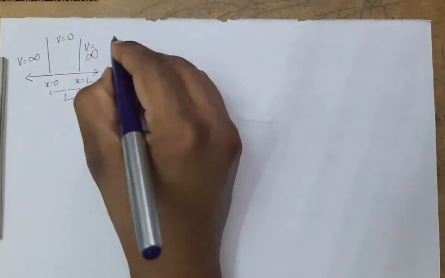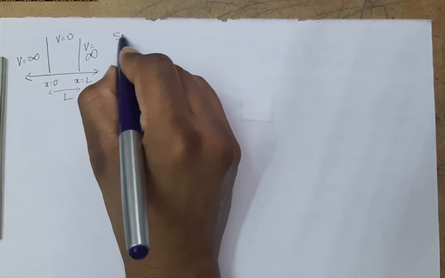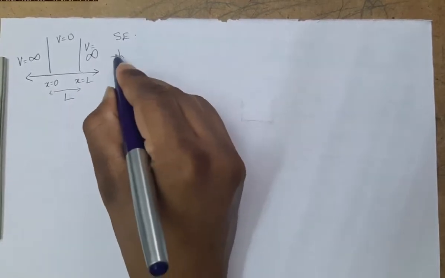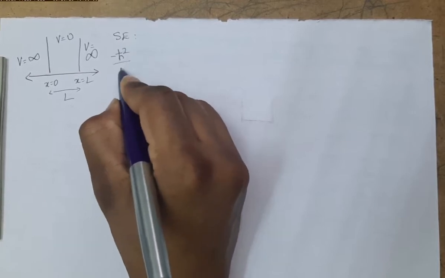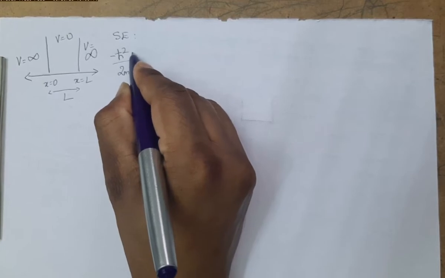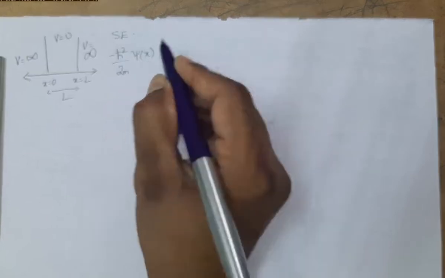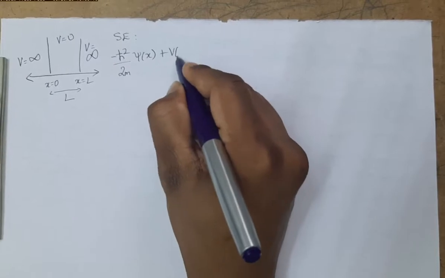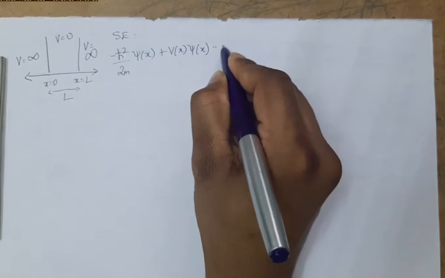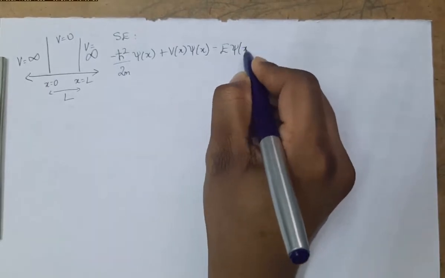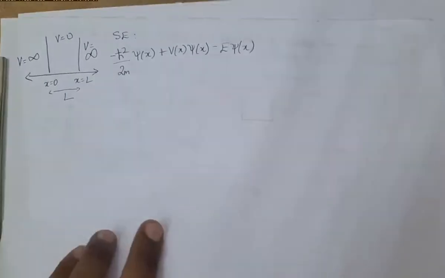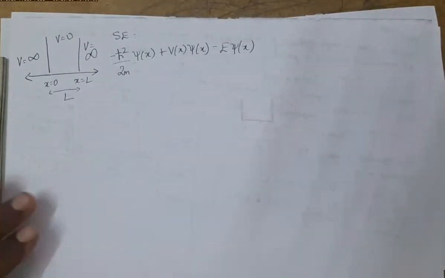Now we know the Schrodinger equation, so we can write it as follows. In a one dimensional case, we write the Schrodinger equation as minus h cross square by 2m, the second derivative of psi of x, plus V of x psi of x, equal to E psi of x. So this is how we write the Schrodinger equation. Let's call this equation 1.